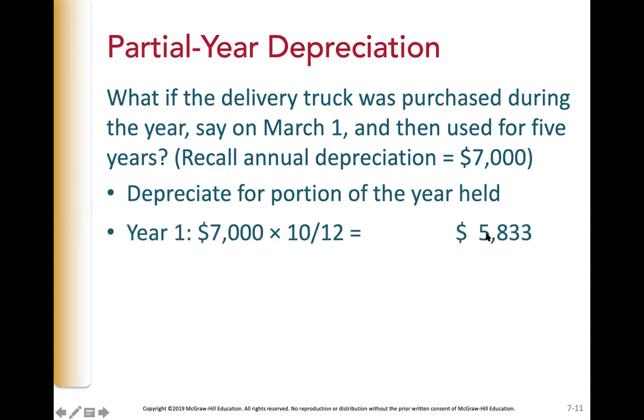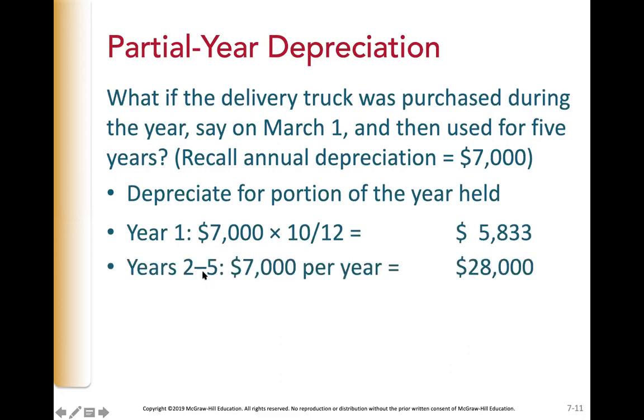So in year 1, we would take $5,833 of depreciation, 10/12 of the amount allowed for straight line. Then in years 2 through 5, it would still be $7,000. Nothing changes in those years. They owned it those entire years, so you're going to take the $7,000. Well, at the end of year 5, have we reached our depreciable cost of $35,000? No, because in year 1, we only took 10/12.